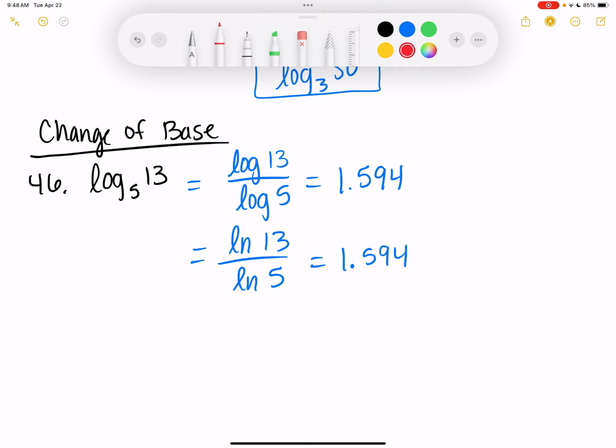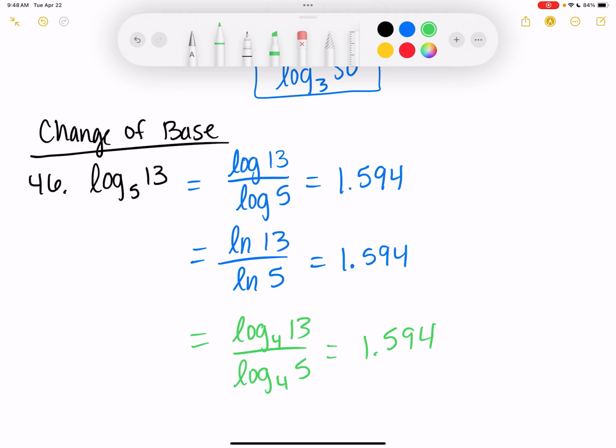I'm not going to make you do this, but this was log base 5 of 13. If you want to check that you did the change of base formula right, you could plug log base 5 of 13 into your calculator. You could also do this as log base 4 of 13 over log base 4 of 5, and I'm still going to get 1.594. You can pick any base that you want, and you will get the same answer. These are all equal to the log base 5 of 13.